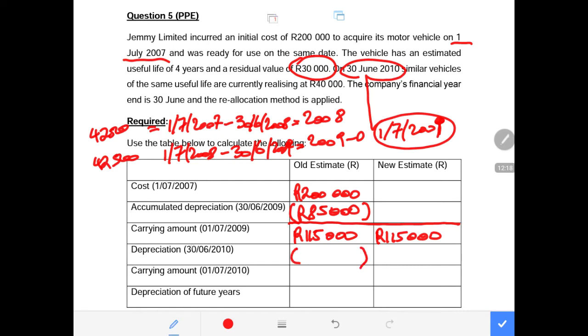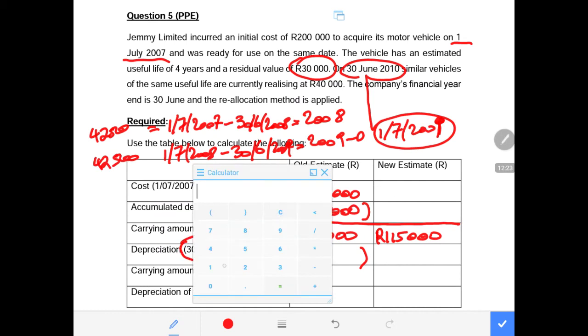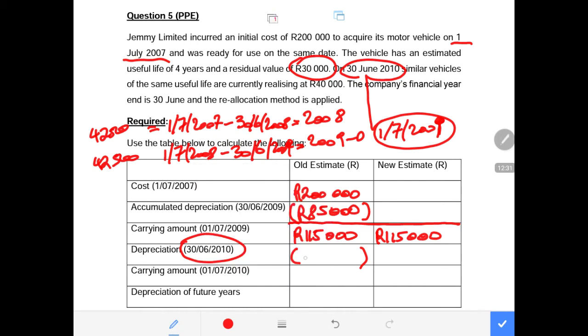Our depreciation still remains the same. Our depreciation for the year 2010 will still be the same depreciation of saying cost of 200,000 rands minus residual value of 30,000 rands. We divide this by 4. How much do we get? We still get the same 42,500 of depreciation for 1 year, which is depreciation for the year 2010.